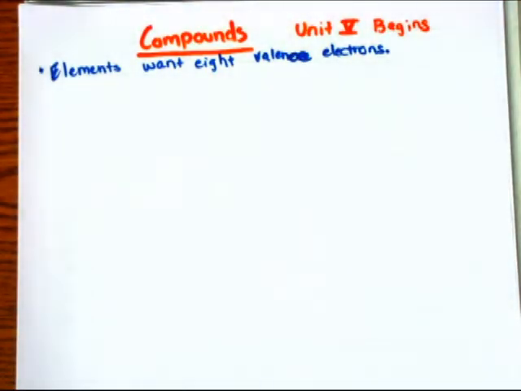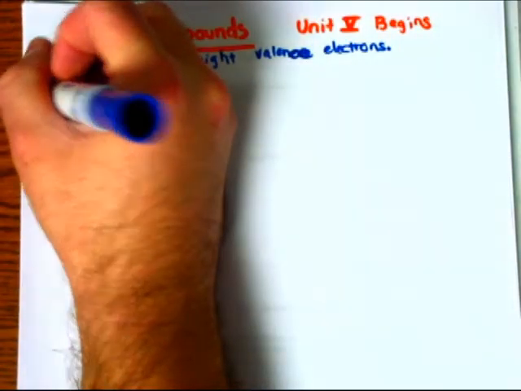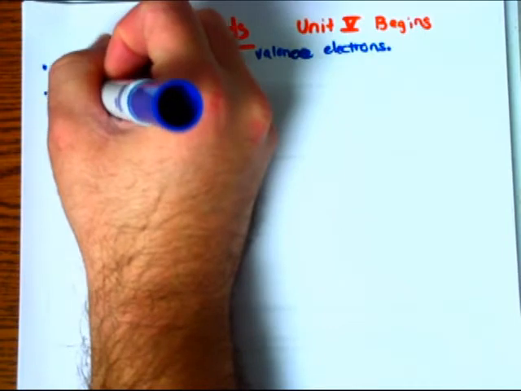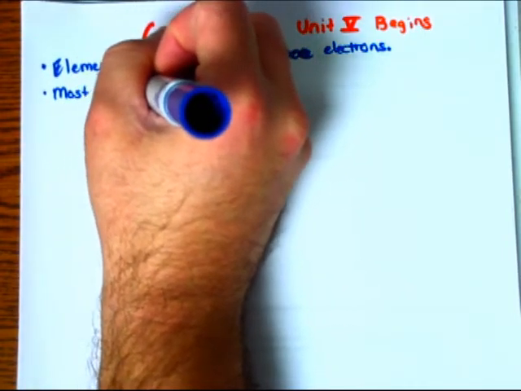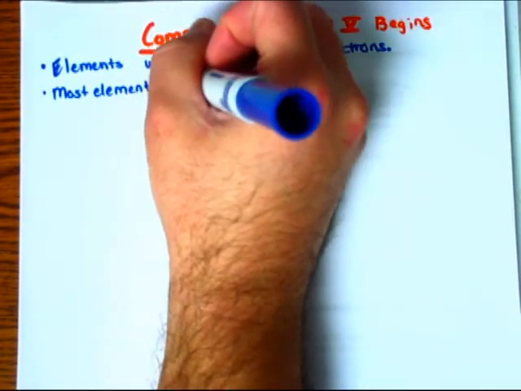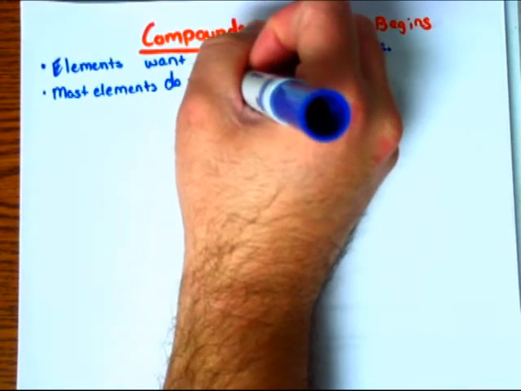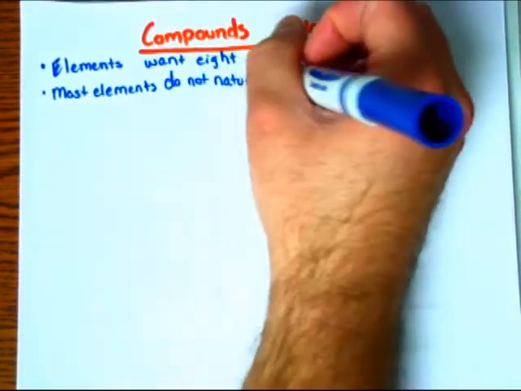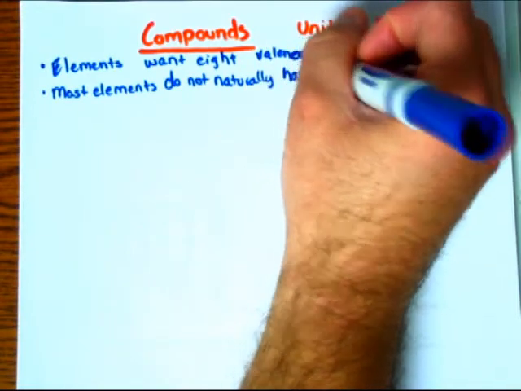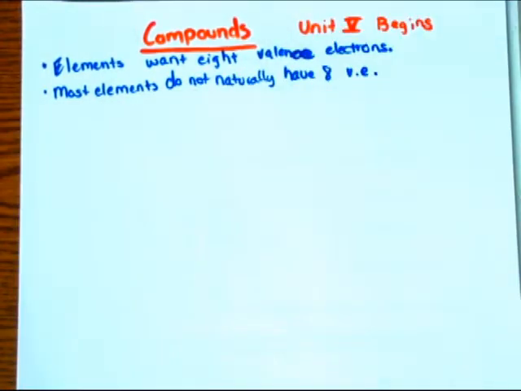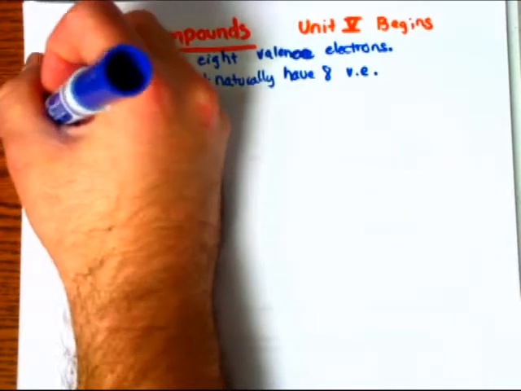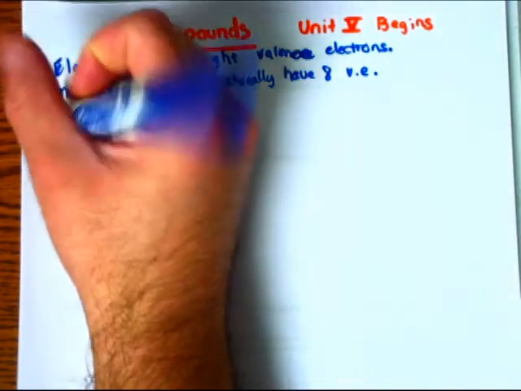Right. But do elements naturally have 8? No, a majority of them actually have less than 8. So we could write down that most elements do not naturally have 8 valence electrons. What this means is that they're going to have to do something to fix this problem.